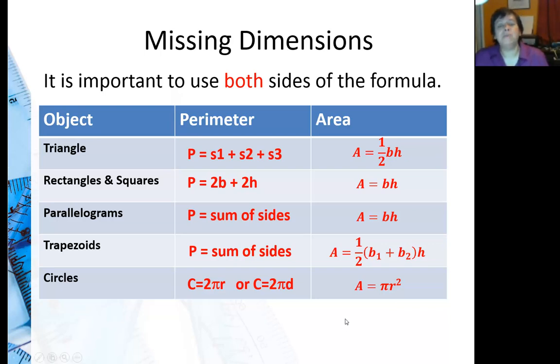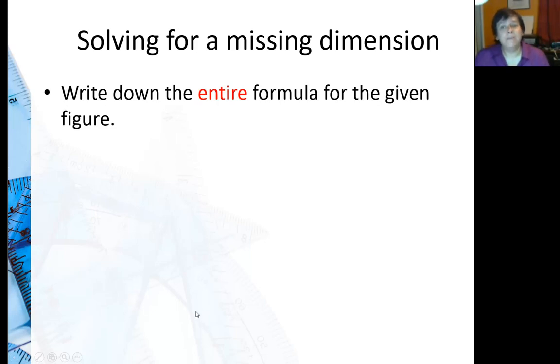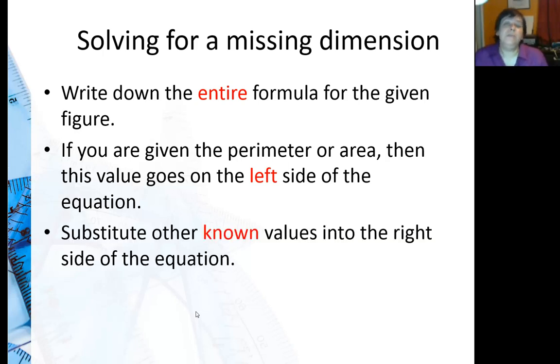It is very important that you use both sides of the formula. So if you're doing area, you really should write down A. If you're doing perimeter, you really should write down P, or C if you're doing circumference. So write down the entire formula for the given figure. If you were given the perimeter or area, then this value is actually going to go on the left side where A or P is. It's not going over on the other side. Then you substitute your other known values into the right side of the equation, like your base or your height or your radius, and you solve for the unknown.